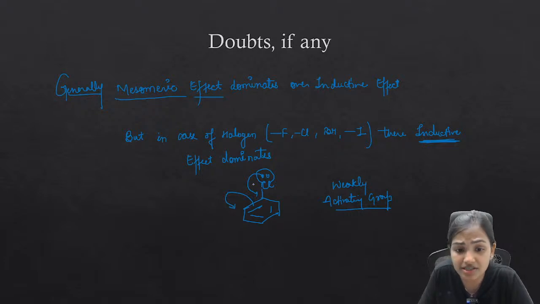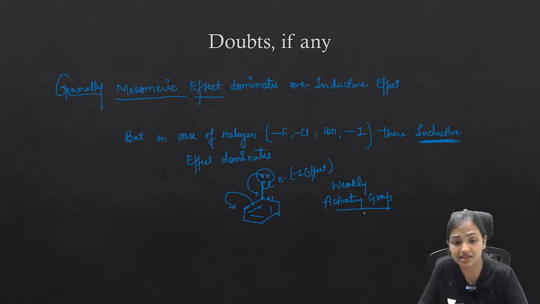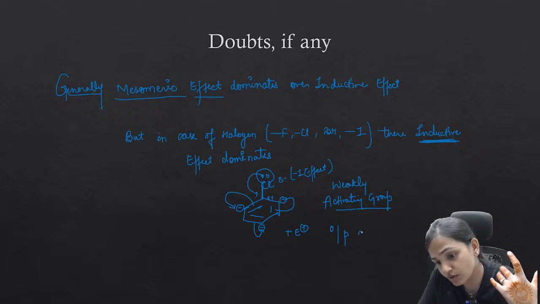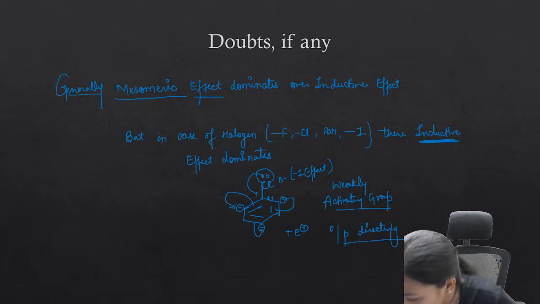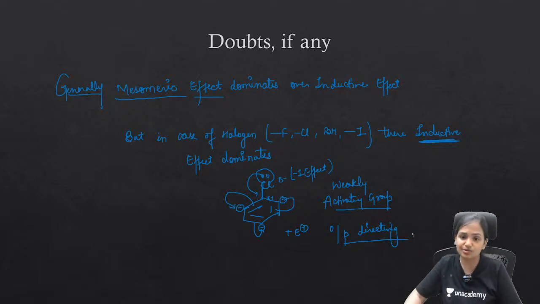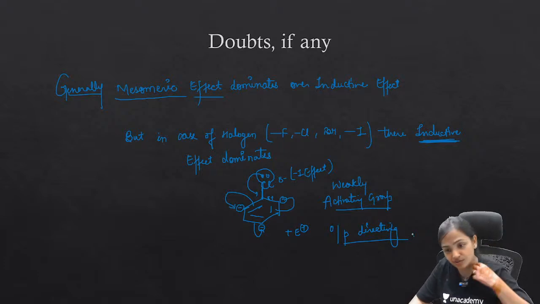So if the inductive effect dominates, the inductive effect is the polarity along the single bond. Ultimately this will be negative and this will be positive. So this is withdrawing in nature. This is showing the minus I effect. So this is very weakly activating, but if it activates the attack of an electrophile, where will the electrophile prefer to attack? Yes, the electrophile will prefer to attack at the ortho and para positions only. This is also ortho and para directing in nature. Yes, absolutely Karthik, because the halogens are strongly electronegative, coming in group number 17. So this is it.